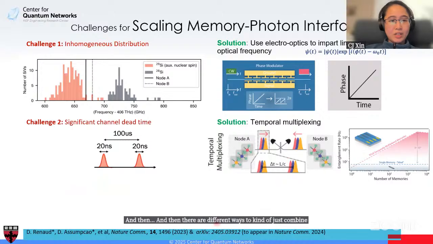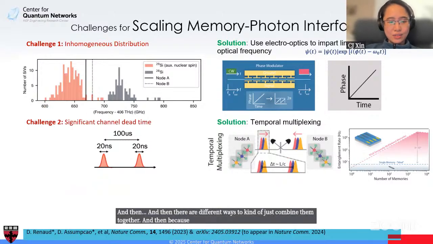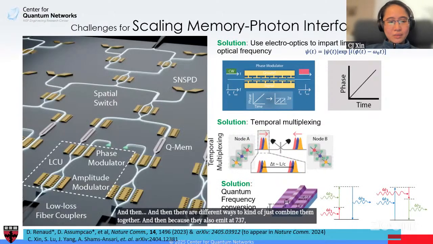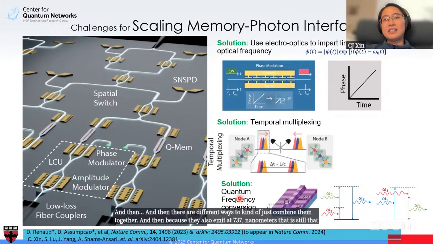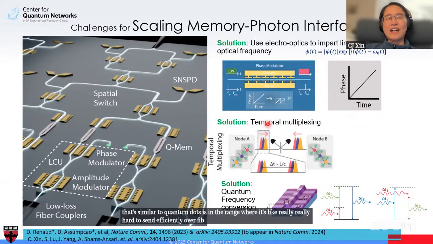And then, because they emit at 737 nanometers, similar to quantum dots, that is in a range where it's really, really hard to send efficiently over fibers. I think the metric is like 5 dB per kilometer versus 0.3 or so dB per kilometer in telecom.